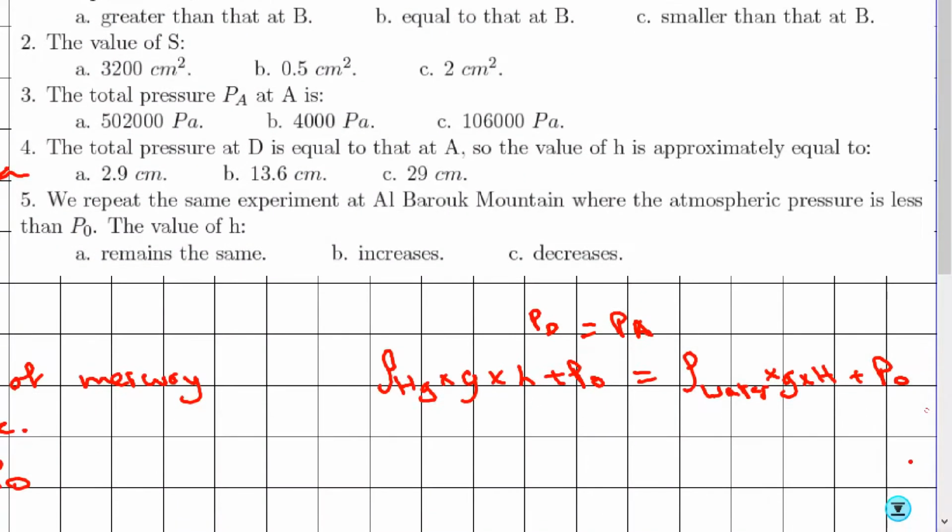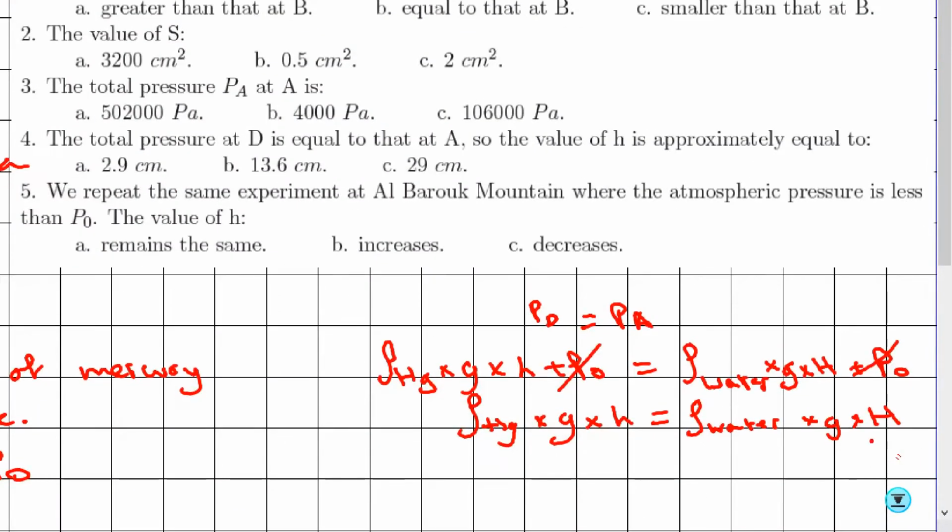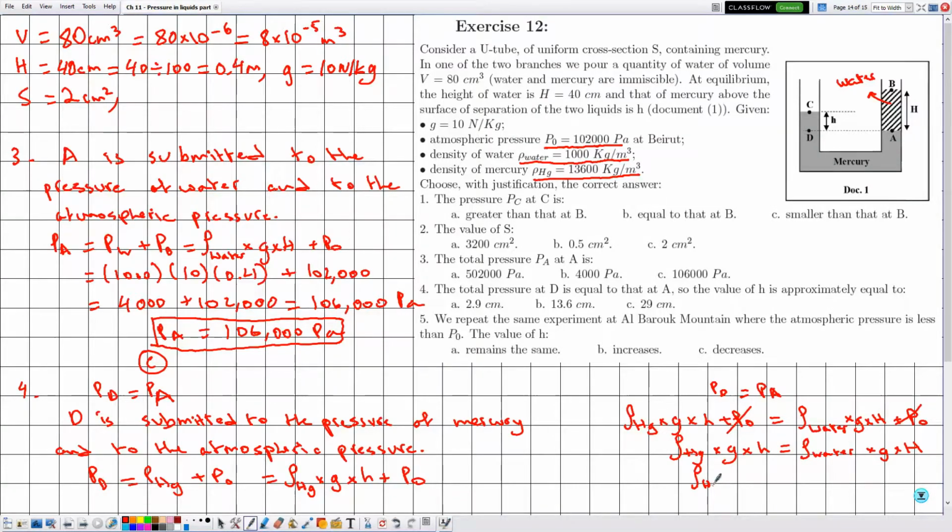Now as you can notice, here we can simplify P0 with P0. Then it's given by rho Hg multiplied by G multiplied by H is equal to rho water multiplied by G multiplied by H. And here we can simplify both sides by G. So it's given by the density of Hg, which is mercury, multiplied by H, is equal to the density of water multiplied by capital H. And knowing that we are interested in determining the value of H, so let's tabulate H.